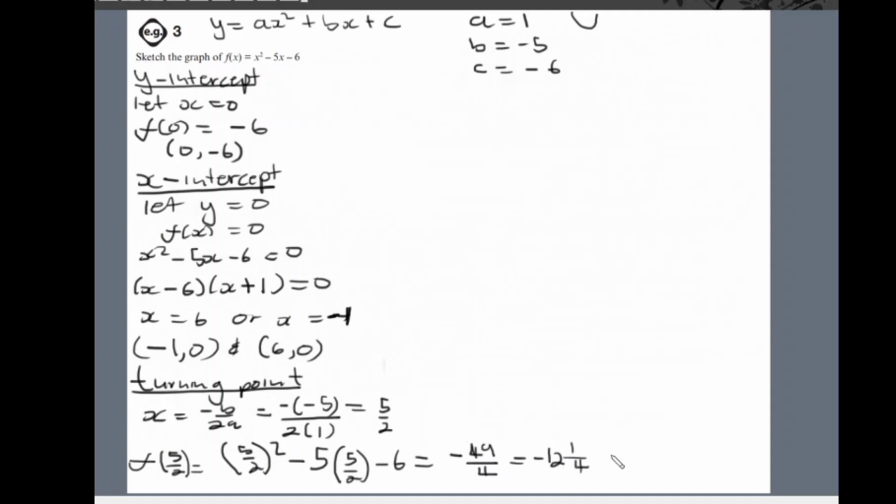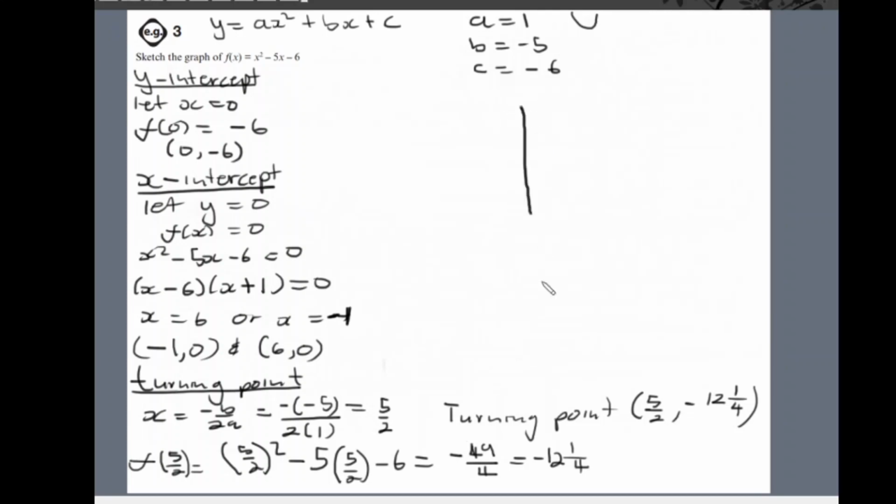So now we have all our points, right? The coordinates of the turning point are (5/2, minus 12 1/4), that is minus 12.25. Now we have all our points. We simply need to plot them and then connect the dots, right?